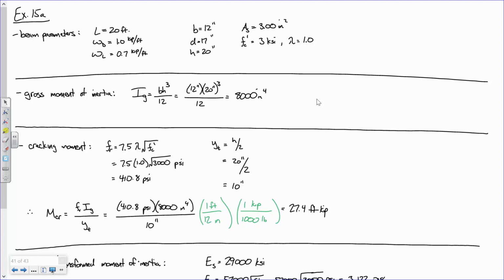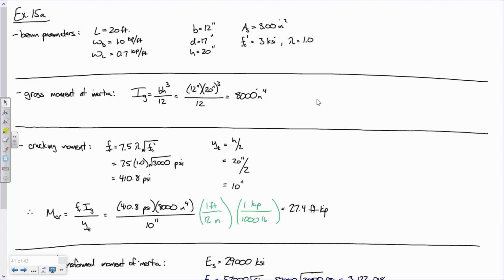We have our gross moment of inertia. That's just bh cubed over 12 for a rectangle. If you've got a T-beam or something like that, you have to break out your parallel axis theorem and what have you. But for this, it's pretty straightforward. It's just 8,000 inches to the 4th. Now, we've got our cracking moment.